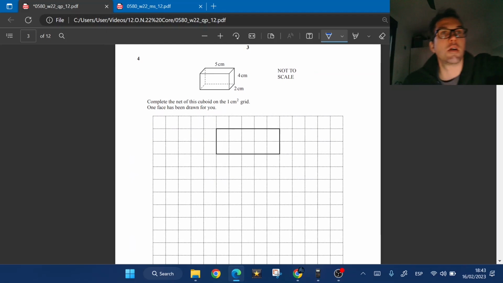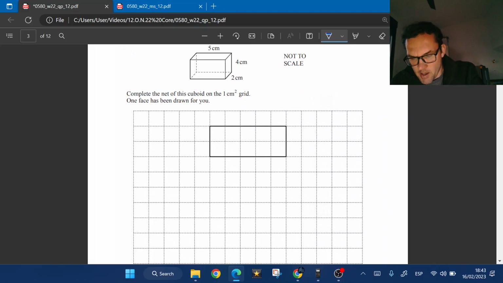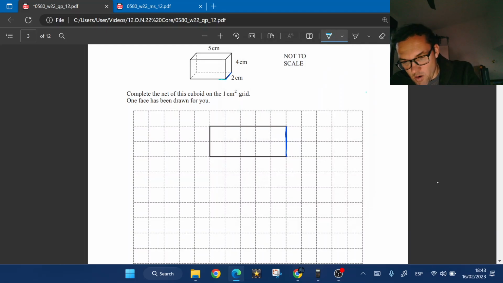Drawing a net. Get your ruler out. Use a pencil. Let's look carefully. Okay, so we see there is a side that's 2 centimeters, so that obviously refers to this side here. Okay, so what we have already drawn for us is the base of the shape. So that's what we have, the base. Okay, and the 5 centimeters there is the 5 centimeters here.